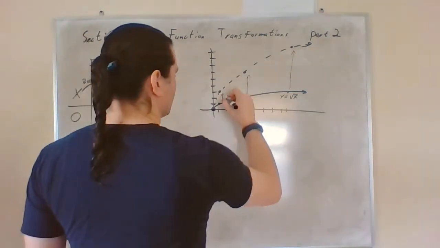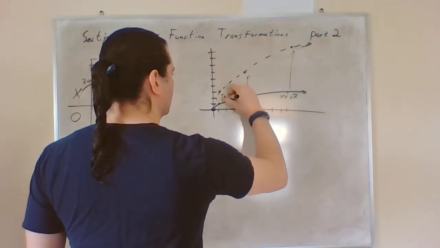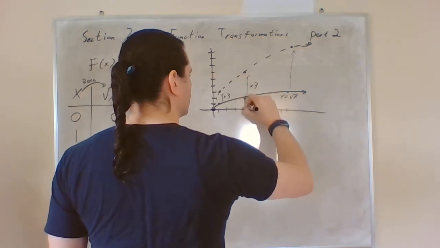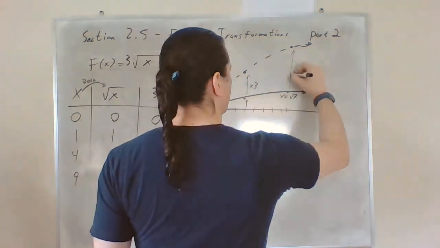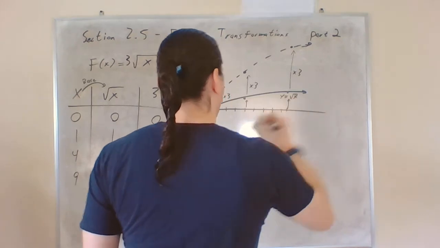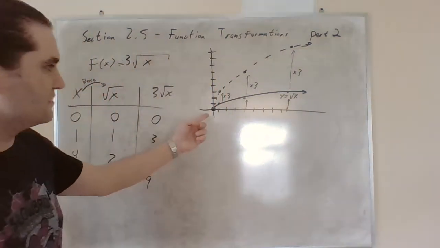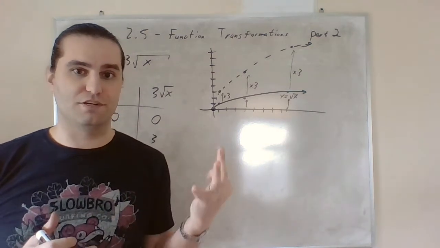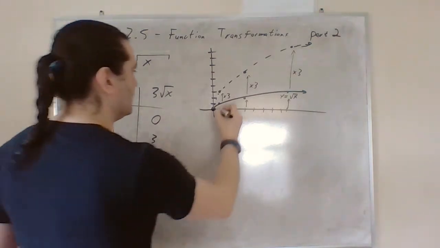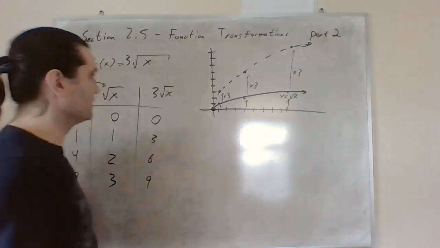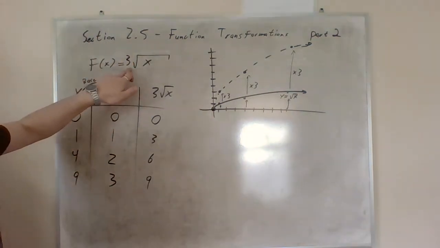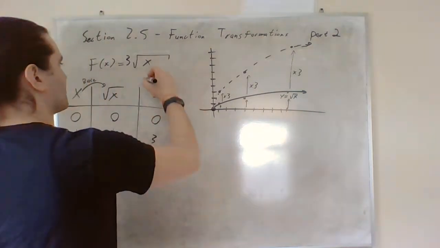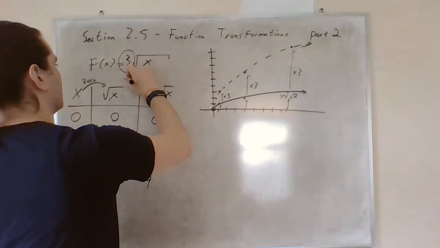But what did happen here is this height got 3 times taller compared to this. And this height got 3 times taller. And this point didn't move because making 0 3 times taller still gives you 0. So that's what's happening here. If you put a 3 in front of a function, you get something that is 3x taller.